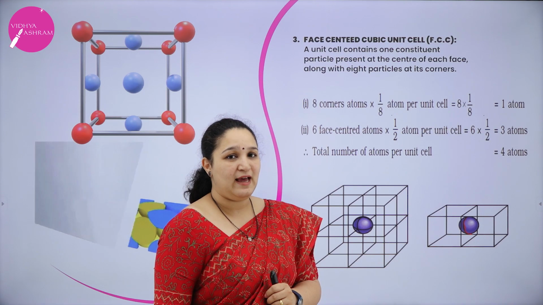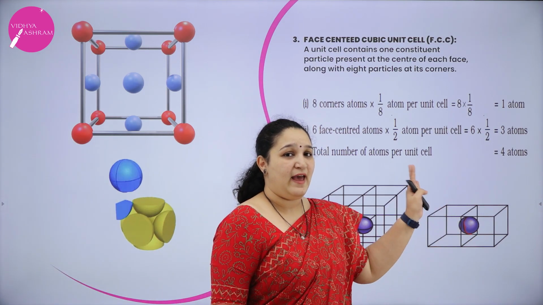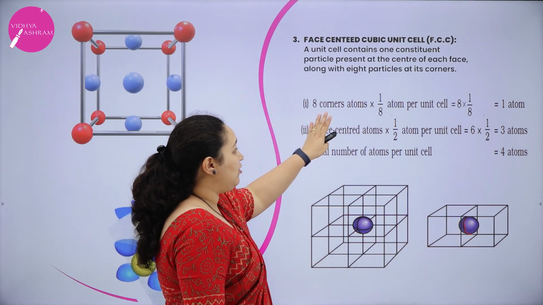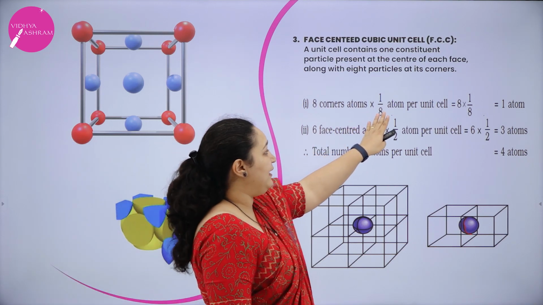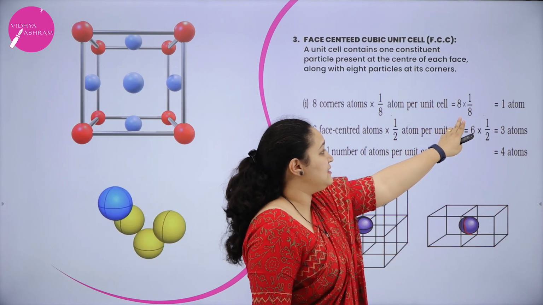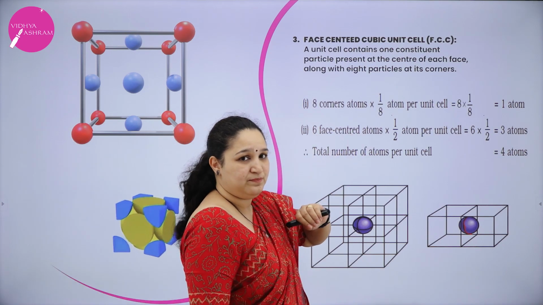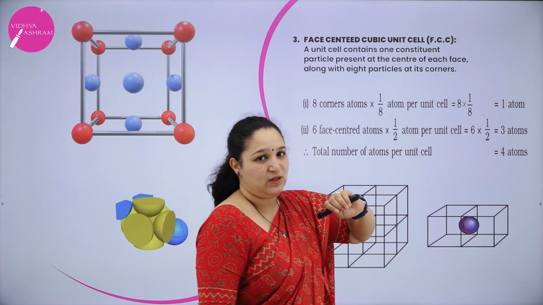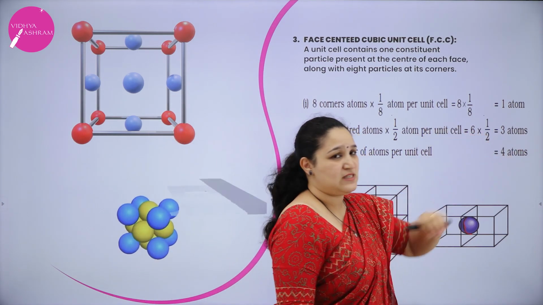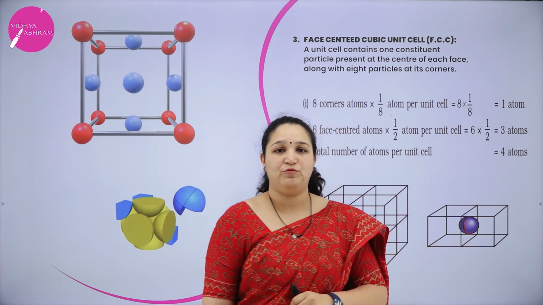So what is the calculation? Like this I have 6 faces in FCC. In center of every face we have one particle. So total calculation, if you see, 8 corner atoms, 1/8 atom per unit cell from per corner, that is 8 into 1/8 is equal to 1 atom. 6 face centered atoms, half atom per unit cell you will get per face. So 6 into half is equal to 3 atoms. So total number of atoms are 4.